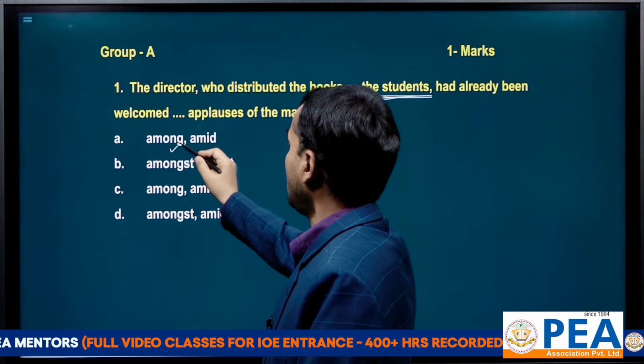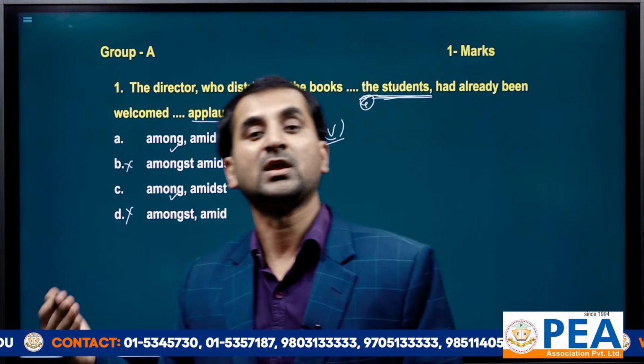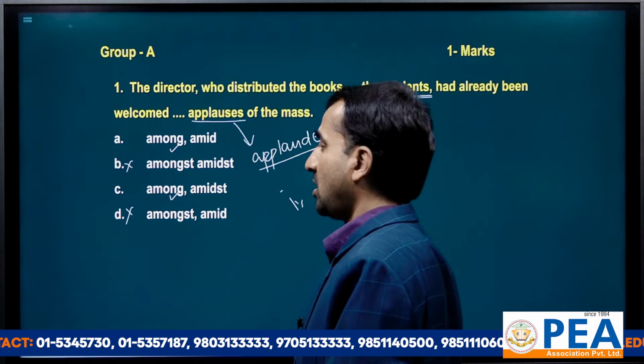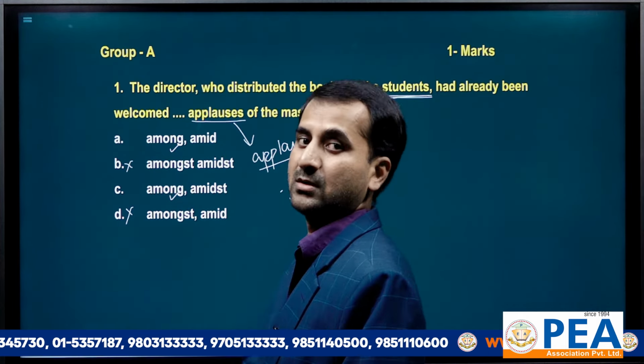Now see, amid and amidst, as I have already told you, are used for uncountable nouns. Applause is basically the noun of what? Applaud. This is the verb. It means to clap. And when we start clapping, that becomes uncountable. It cannot be counted how many times a person clapped. So basically applauses is an uncountable noun and it begins with a vowel.